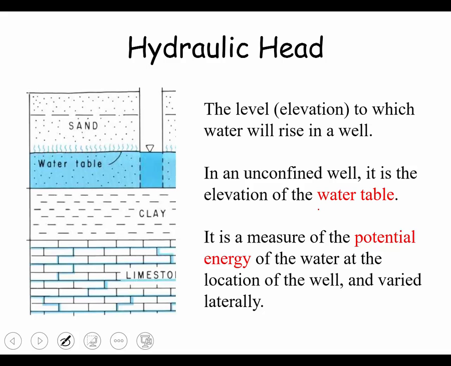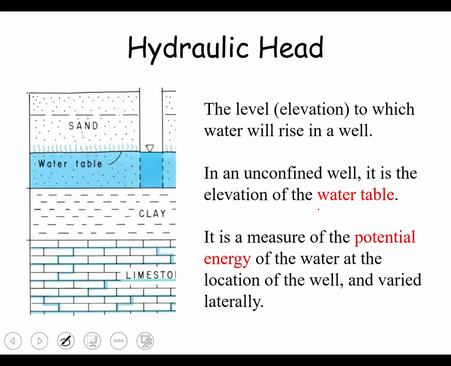Okay. Now, the water table is basically the level to which water will rise in an unconfined aquifer. Now, what it basically is, is a measure of potential energy. So remember we talked about the Bernoulli equation where we used streams and we said that the surface of the water is a measure of potential energy.